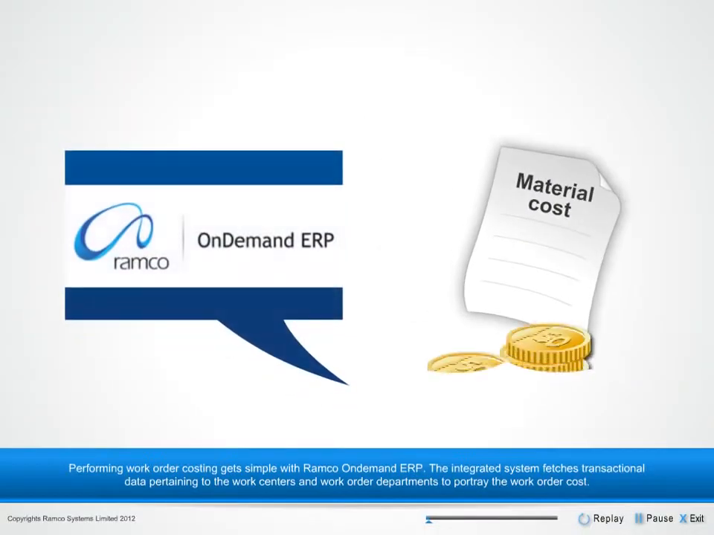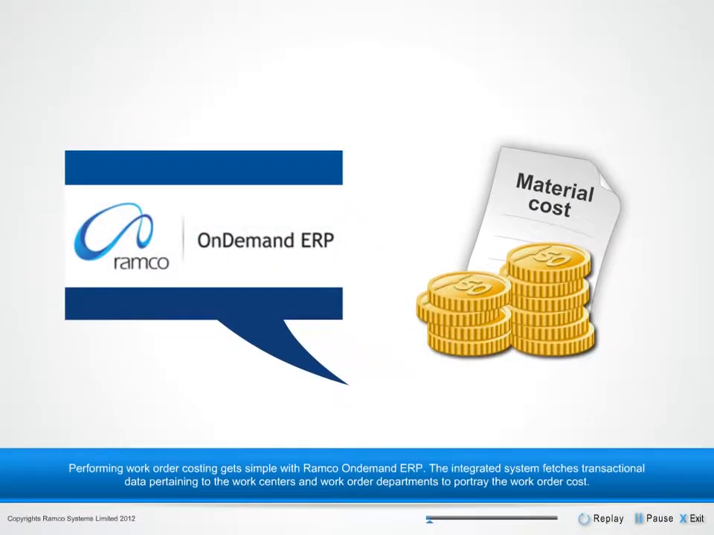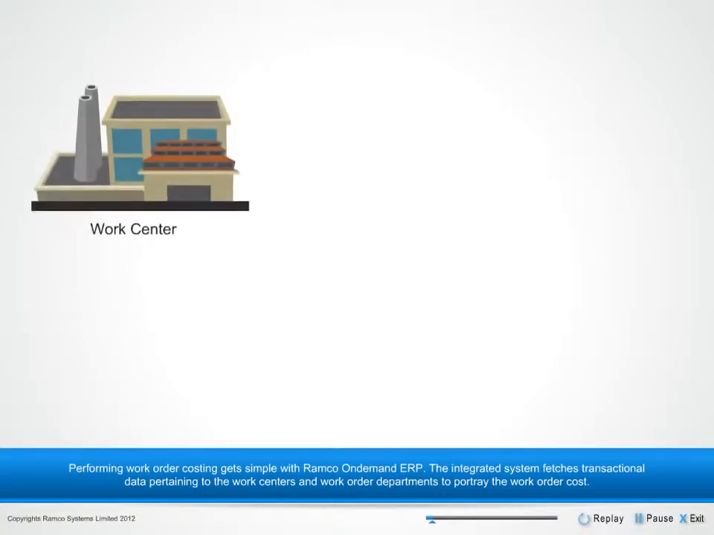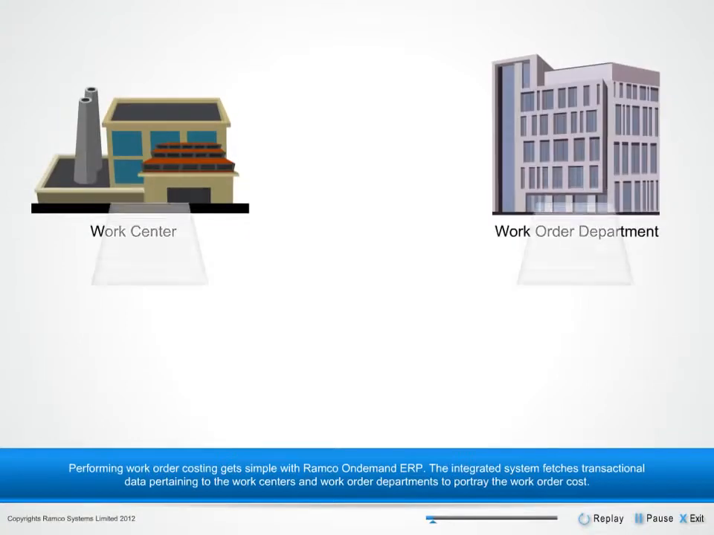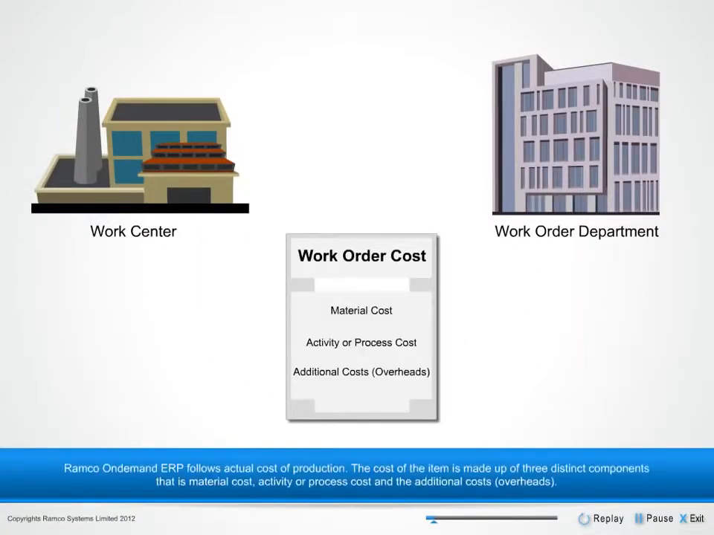Performing work order costing gets simple with Ramco On-Demand ERP. The integrated system fetches transactional data pertaining to the work centers and work order departments to portray the work order cost. Ramco On-Demand ERP follows actual cost of production. The cost of the item is made up of three distinct components, that is material cost, activity or process cost, and the additional costs, such as overhead.